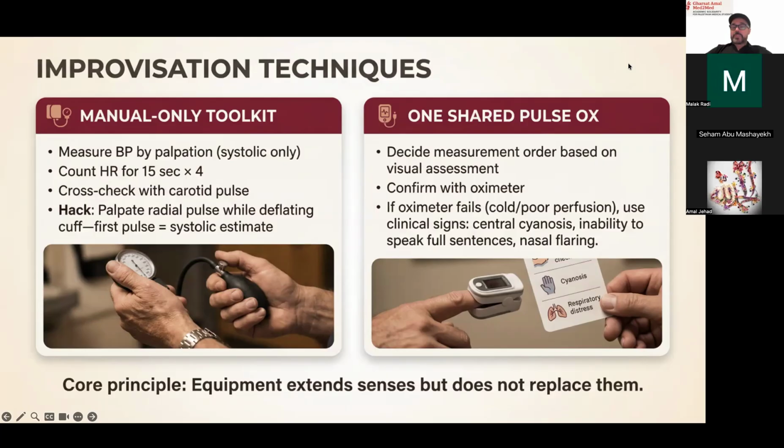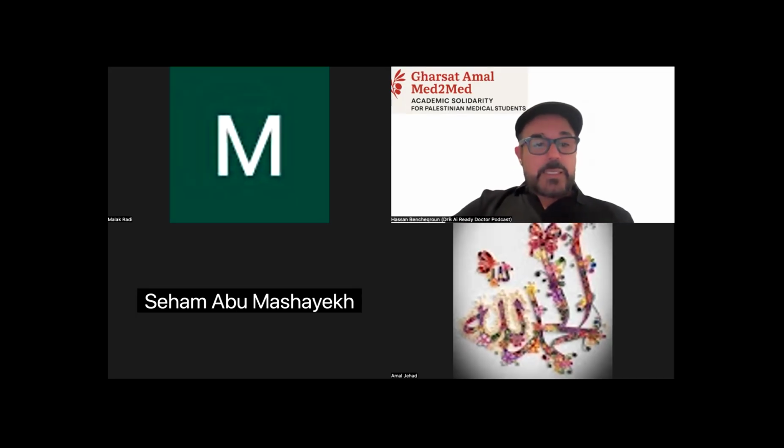Give me a thumbs up or come off mute to tell me, or put it in the chat if you have been taught how to take blood pressure by palpation only. I don't have any idea about measuring the blood pressure. Can you explain it? Yes, I can. If that's the case, then let me find a video that will showcase that much better.